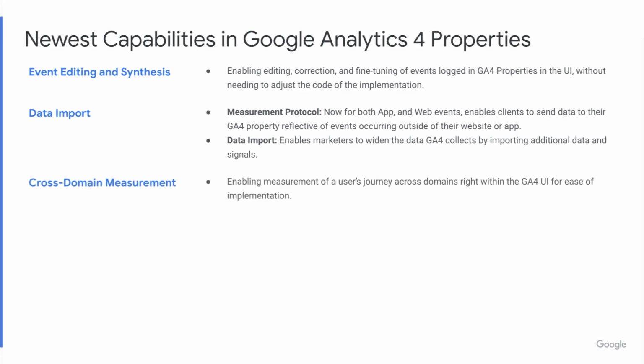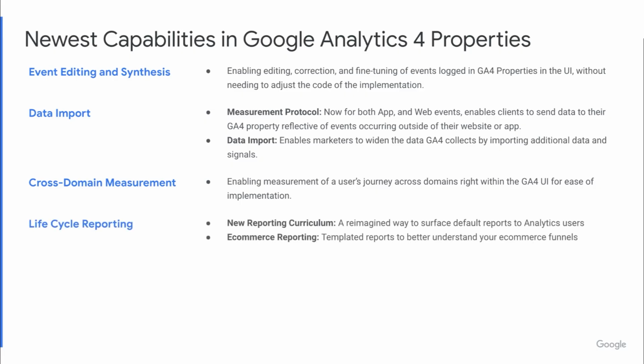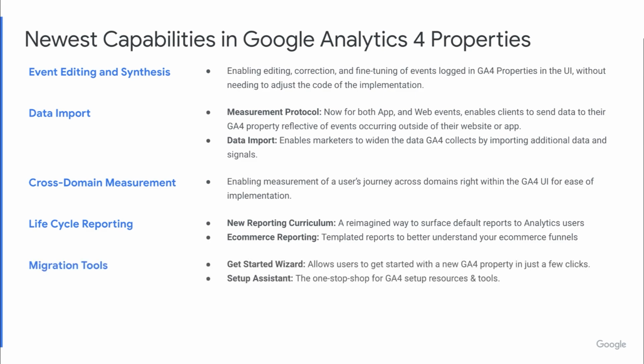Then we have cross-domain measurement. Not only is this now supported, but it's now easier to set up because you can do it from within the UI without writing code. Then there's new lifecycle reporting. The team has worked hard to reorganize and simplify reporting, basing it around the customer lifecycle. And they've expanded it to include e-commerce reporting, which is one of the most requested and important features to businesses today. It's now easier for you to adopt Google Analytics 4 properties because there are new migration tools.